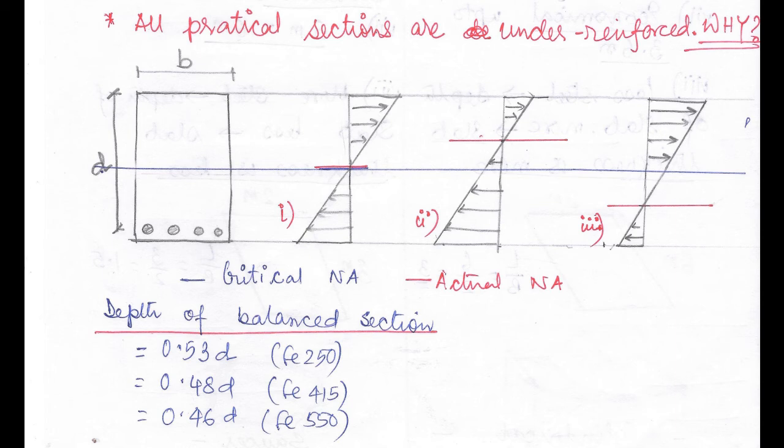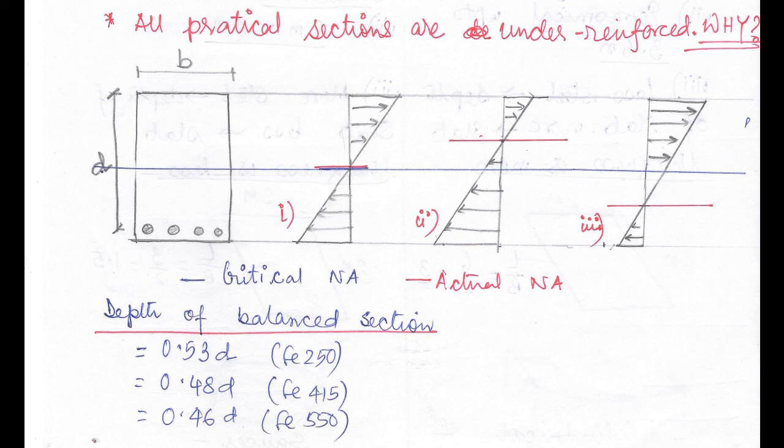The second one is the under reinforced section. The blue line is the critical NA, but the actual NA in case of an under reinforced section, you can see with the red line, is above. And in the third case, that is the over reinforced section, the critical NA lies above the actual NA, or the actual neutral axis lies below the critical NA. So please remember this diagram. You have to identify which section diagram you have been given for the stress diagram.